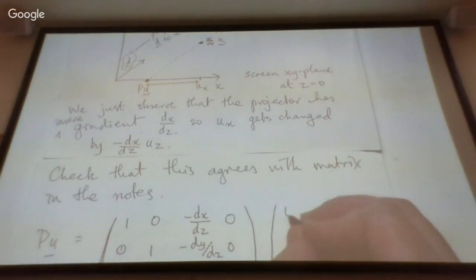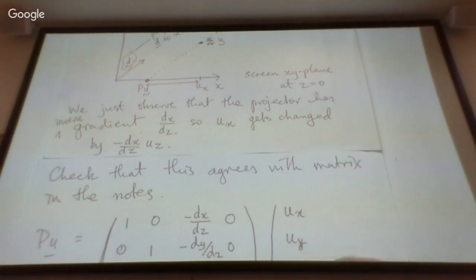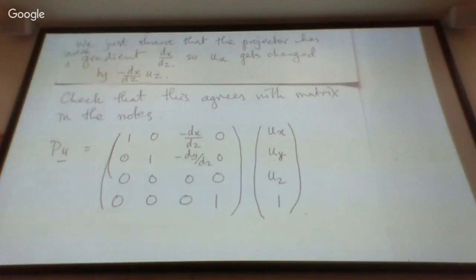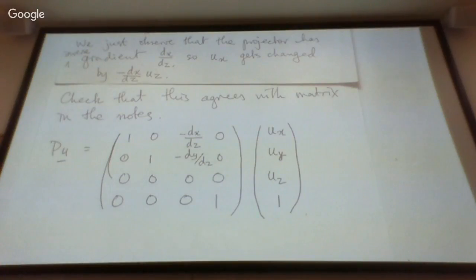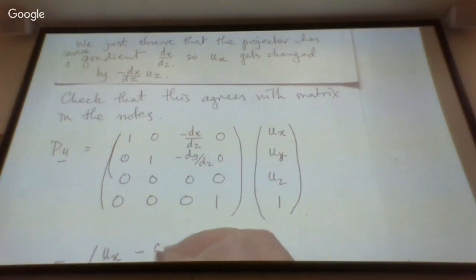This large matrix is multiplied by the original point, ux, uy, uz, 1, it's a better notation for our general point. So this is the matrix from the notes, multiplied by our general vector u, represented as that column vector there with the homogeneous coordinates. So when you multiply this out, what is the coordinate in the first position? Well, you see you get ux minus dx/dz times uz. And in the y coordinate, you get a similar thing, uy minus dy/dz times uz. You get a 0 third coordinate and a 1 as the fourth coordinate.